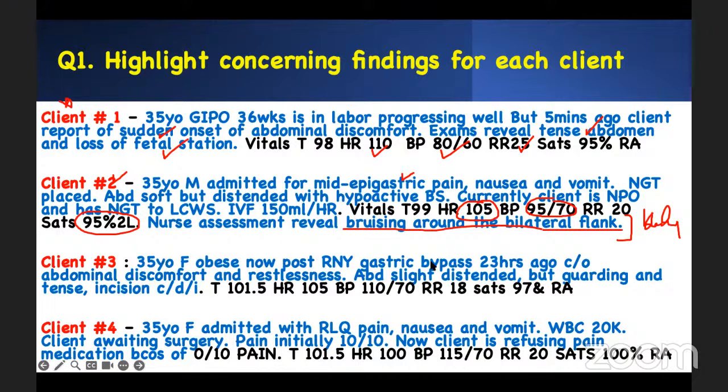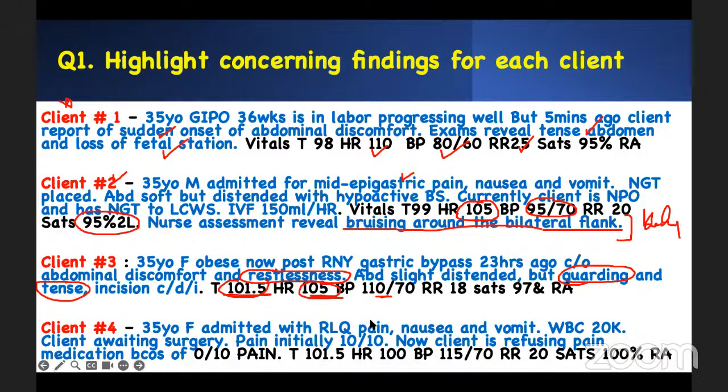35-year-old obese, Roux-en-Y gastric bypass, complains of abdominal discomfort and restlessness. It's not good. Abdomen distended, with guarding. Peritonitis. The abdomen is tense, bad. You have temperature, you have tachycardia. It's not good. The blood pressure is still holding, so that's fine. So tachycardia, these are the things you should worry about.